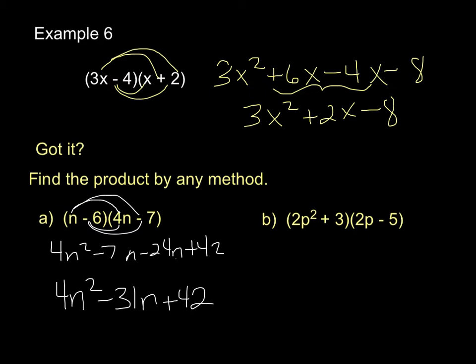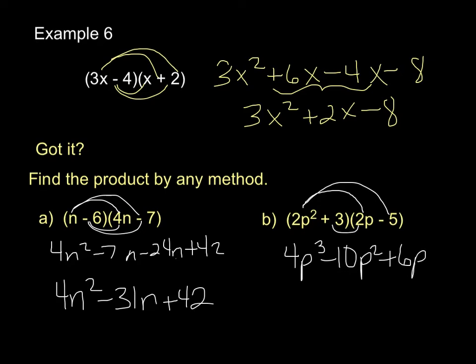In part B, I've got 2p squared times 2p. That's 4. P squared times p would be p to the third. 2p squared times negative 5 gives me negative 10p squared. 3 times 2p is a plus 6p, and 3 and negative 5 gives me a minus 15. And we notice here that we have no like terms to combine. So 4p to the third minus 10p squared plus 6p minus 15, that is our product. There are no like terms there that need to be combined.